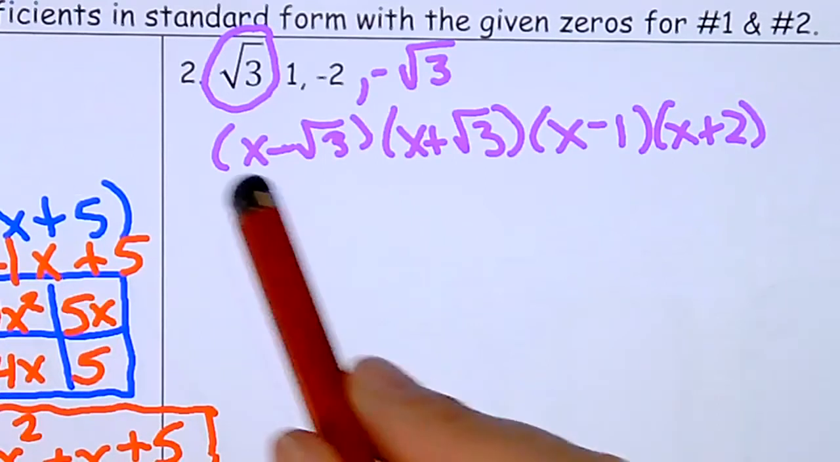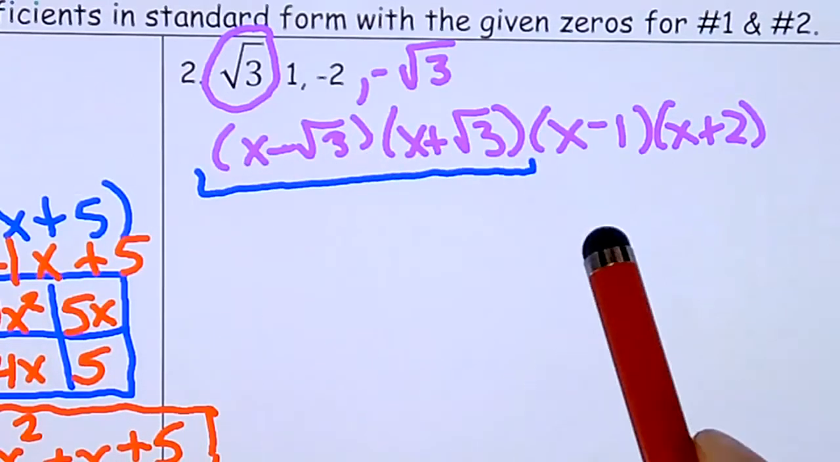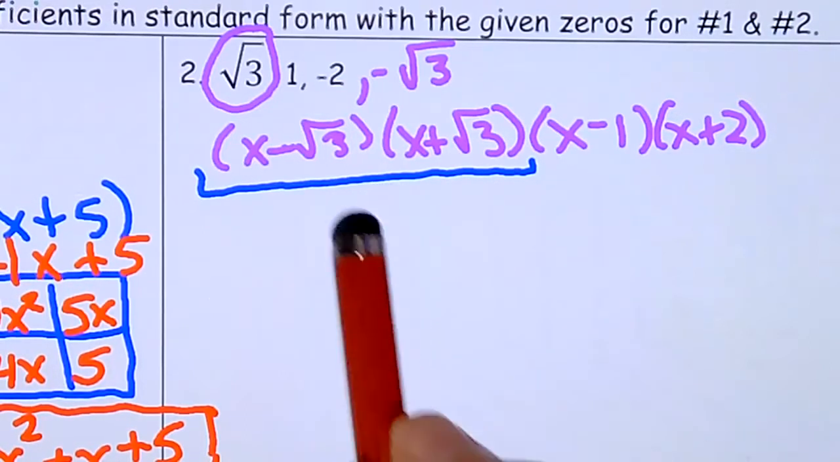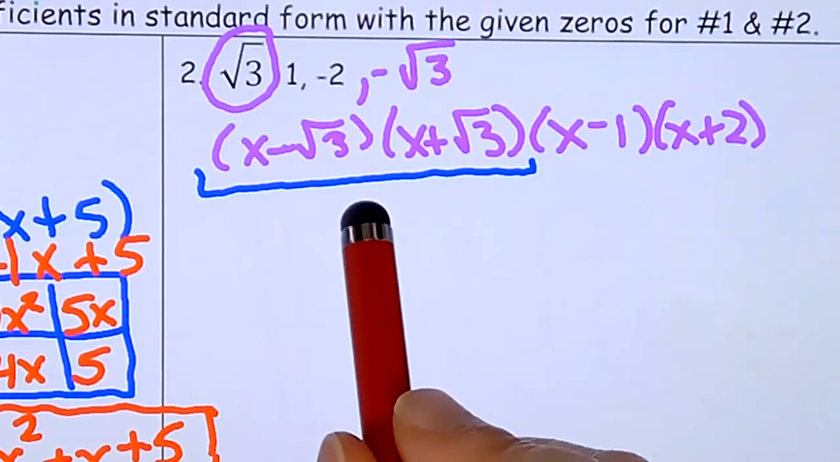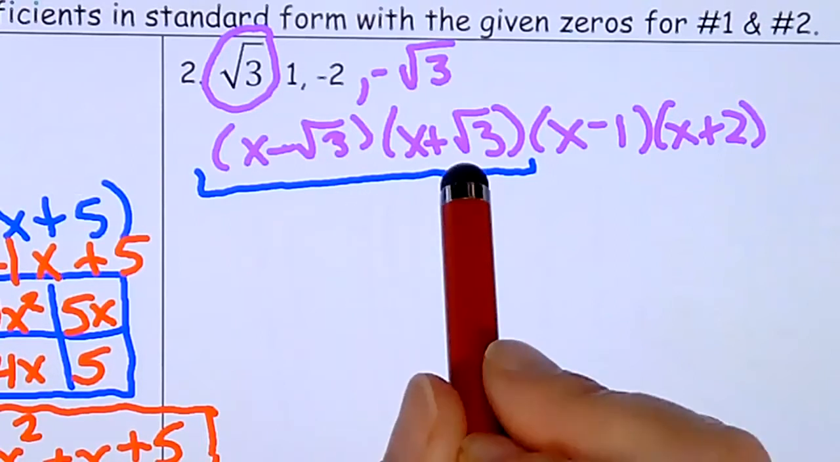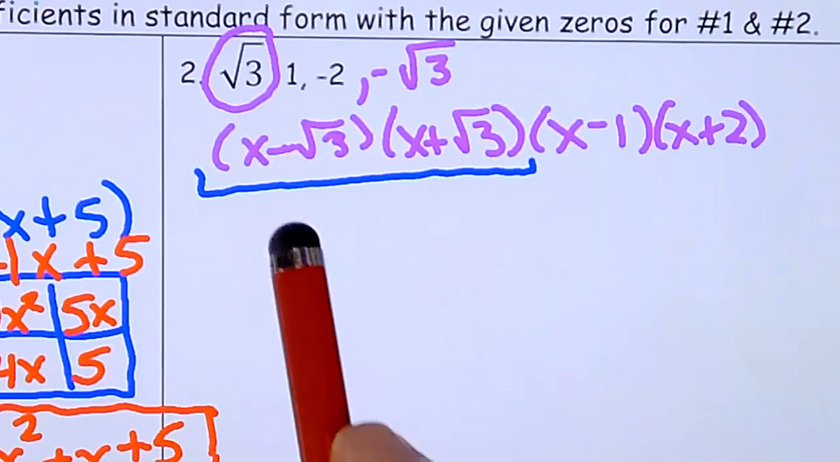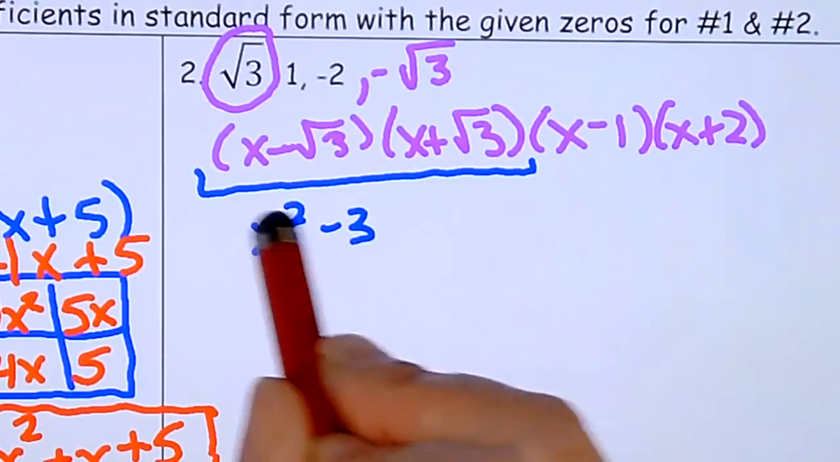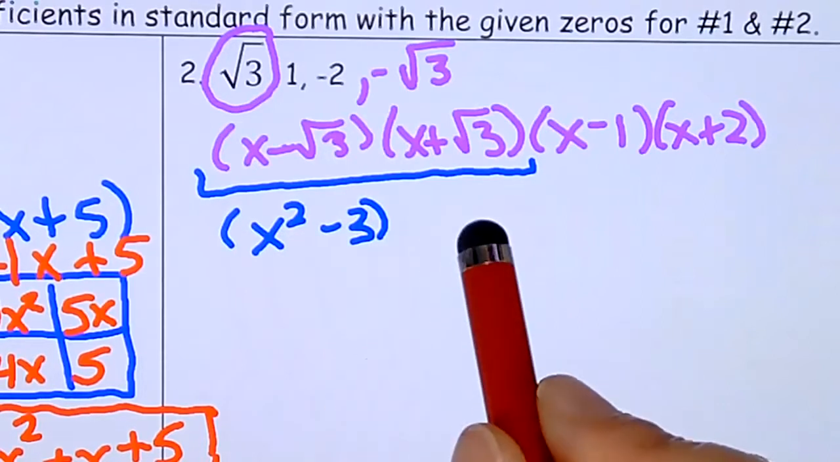Now I am going to multiply these together. And when I multiply these together, this actually is a difference of 2 squares. You can do a 2 by 2 box, but this is a difference of 2 squares. a plus b times a minus b is a squared minus b squared. So this is going to be x squared minus 3. It's nice to be able to do that fast.